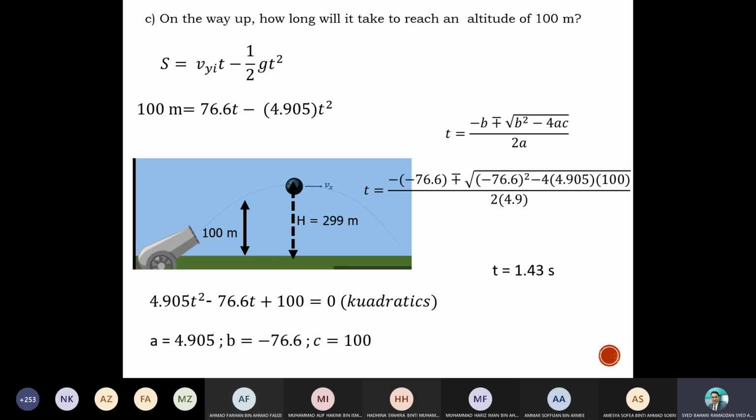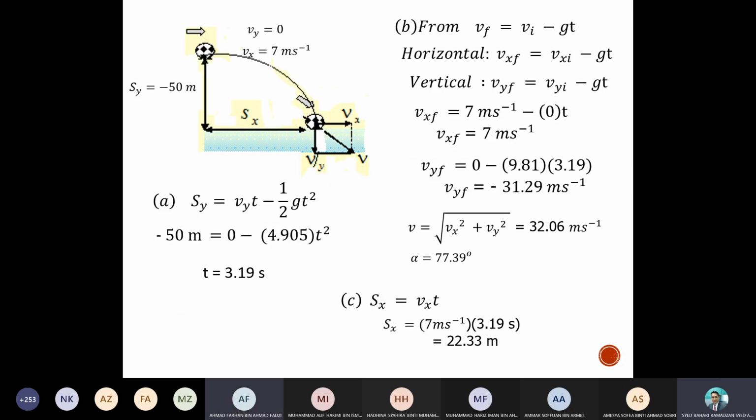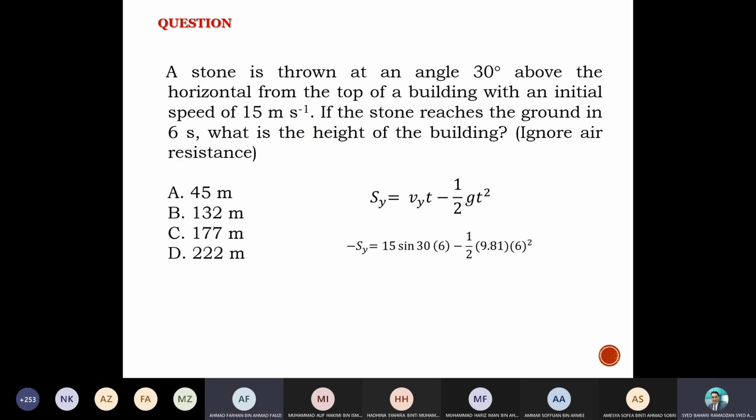So saya nampak macam ada satu lagi last question. Okay, I think senang je kot ni. A stone is thrown at the angle 30 degree above the horizontal from the top of the building with the initial speed of 50 meter per second. If the stone reach the ground in 6 seconds, what is the height of the building?